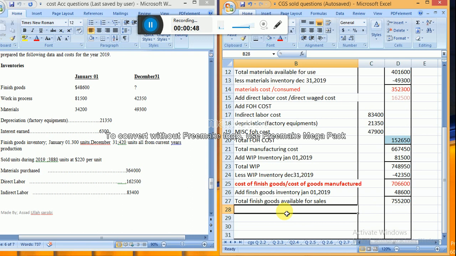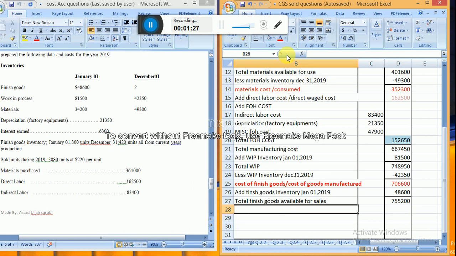Today is the end of the year, December 31st, 2019. So some finished goods remain unsold that will be sold in 2020. So we need to subtract the cost of those finished goods which were produced in 2019 and not sold in 2019. Why? Their revenue will come in 2020, so we will also record their cost in 2020.